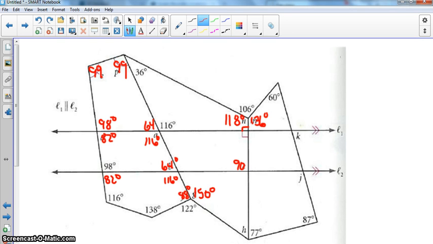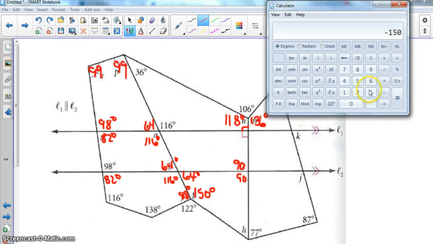Okay. So let's see. Let's move down to H here. H and the 77, they don't make a straight line, so we can't use a linear pair concept. But I bet you because this is 90 degrees, this has to be 90 degrees. And since this angle is 64, this is 64, right? They're vertical. So we know 3 out of our 4 again.